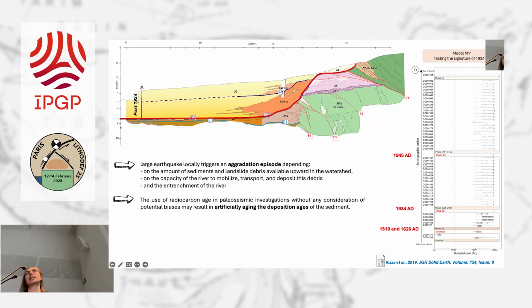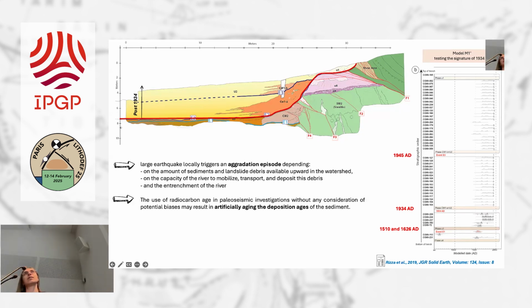In the last model, we input the 1934 earthquake in OxCal. The whole sequence gives a very low probability, but it agrees with this event. So one of the main things in this range is that after the 1934 earthquake, we may have very large aggradation, up to 4 to 5 meters of sediment on top of the event horizons, and that most of the charcoals were just reworked.